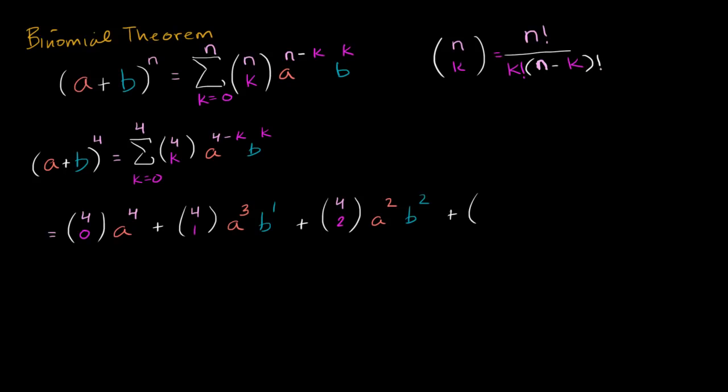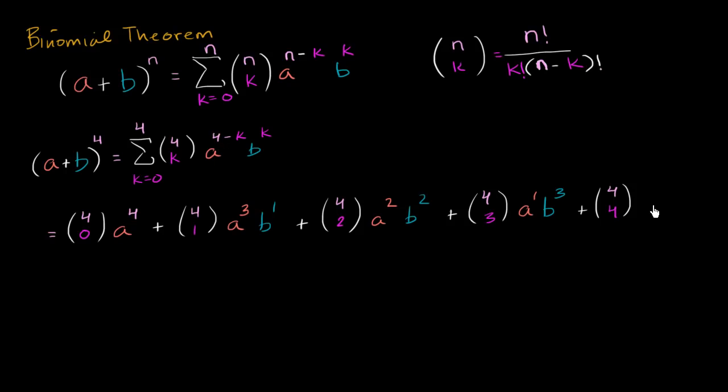Plus 4 choose 3 times 4 minus 3 is 1, so a to the 1st, and then b to the 3rd power, and then only one more term, plus 4 choose 4. k is now 4. This is going to be our last term. We're getting k goes from 0 all the way to 4. 4 choose 4, a to the 4 minus 4, that's a to the 0, that's just 1.